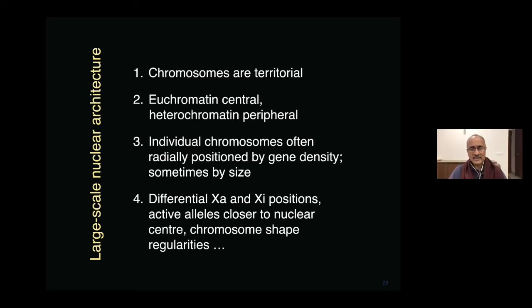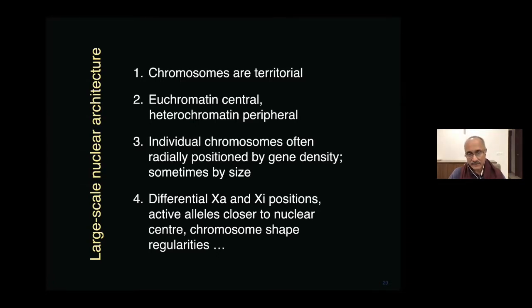But then there's a whole lot of other things that have attracted some amount of attention over the past 30, 40 years. The inactive and the active X chromosomes typically tend to be differentially positioned. Active alleles tend to be closer to the nucleus center than inactive alleles. There are various regularities in chromosome shapes and structures and roughness and ellipticity, etc., that need explanation, but just have not been discussed so far. So here, it's a whole bunch of very generic observations about behavior across multiple cell types that seem to share these common features.